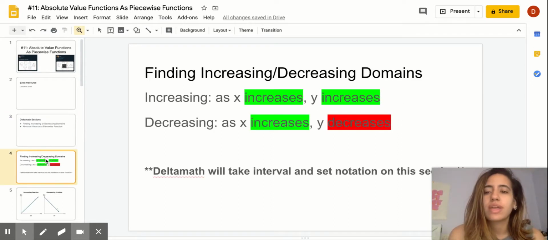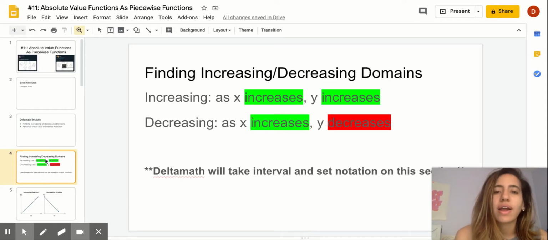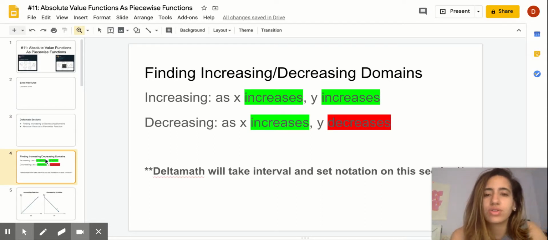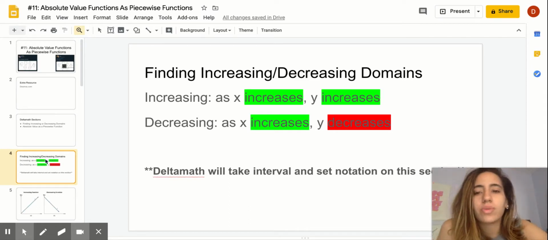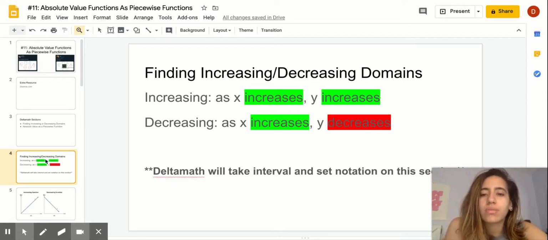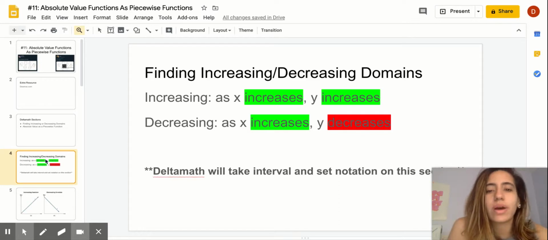So moving into the first section, finding increasing and decreasing domains. So you've already done this. You did it about 2 weeks ago, looking at your exit tickets and just a little bit of confusion that I was noticing in week 4. I want us to talk about what is increasing or decreasing domains.